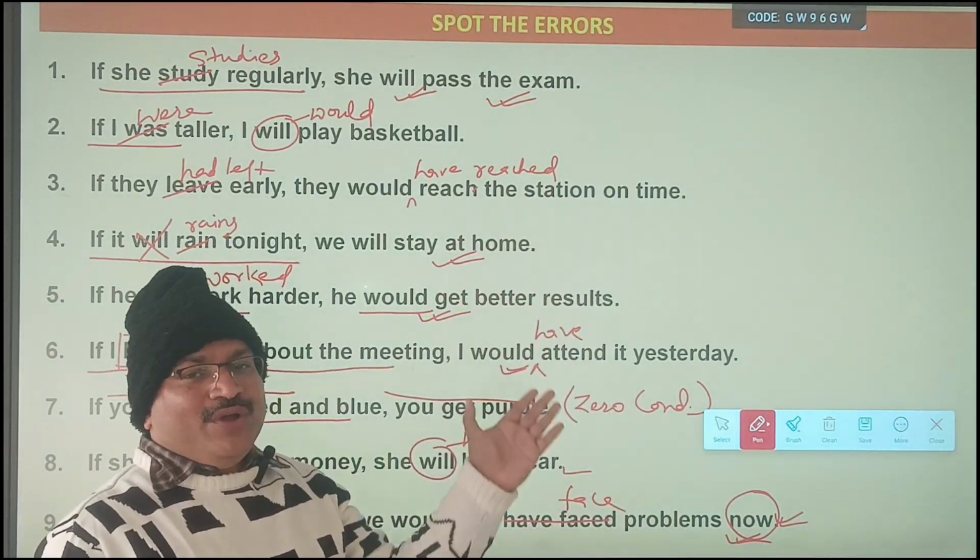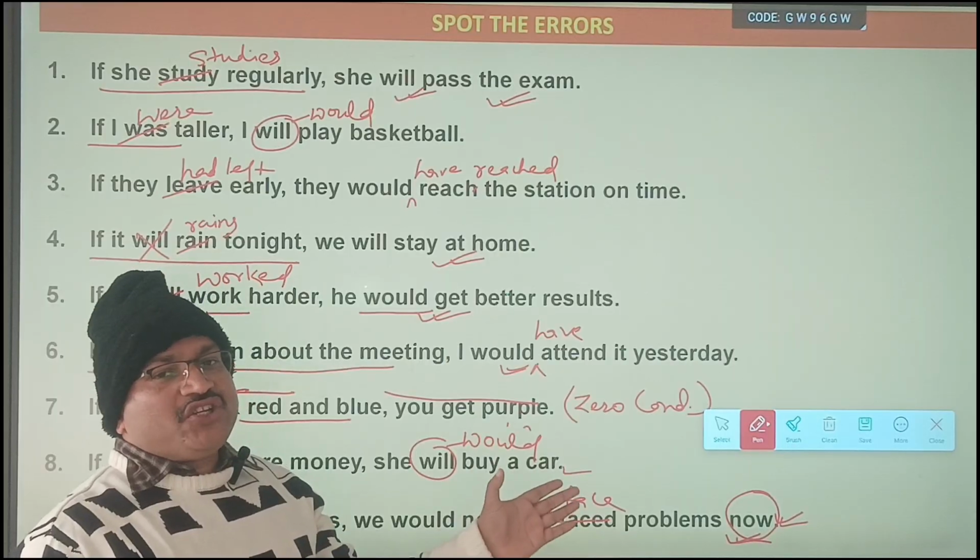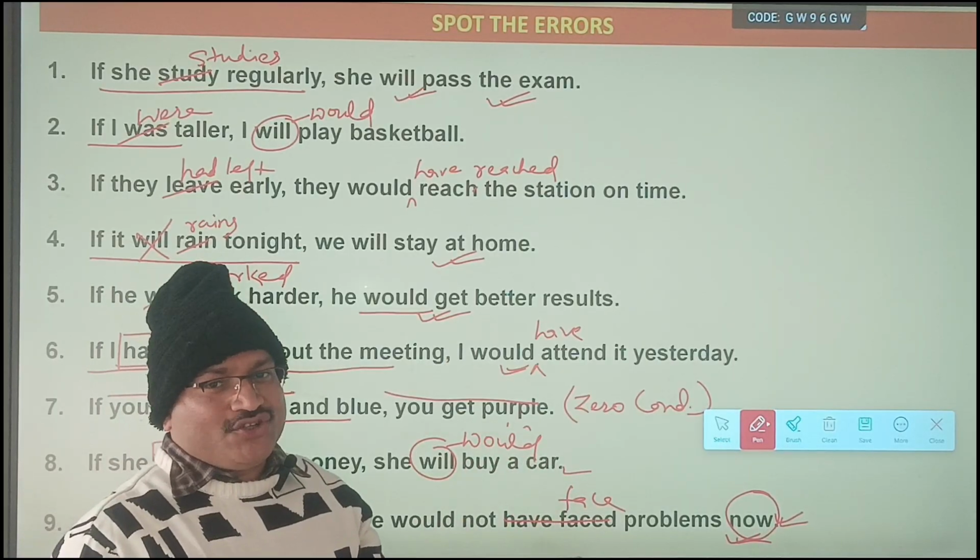So this is how we check the structure of conditional sentences.